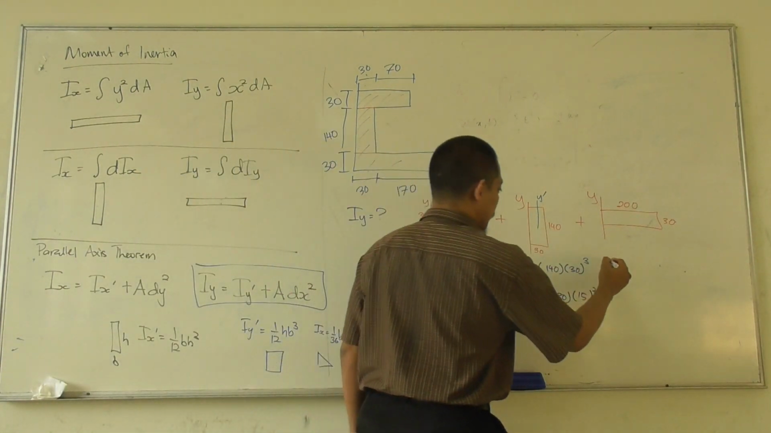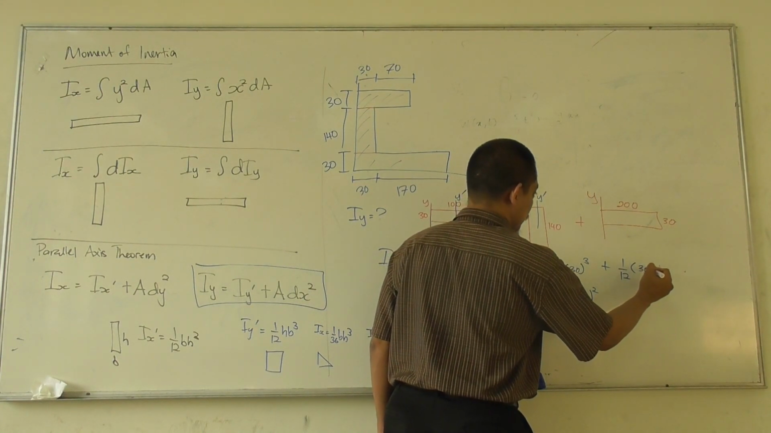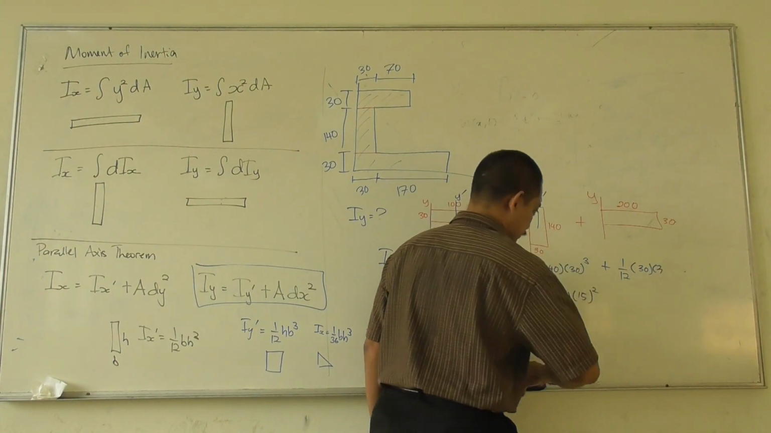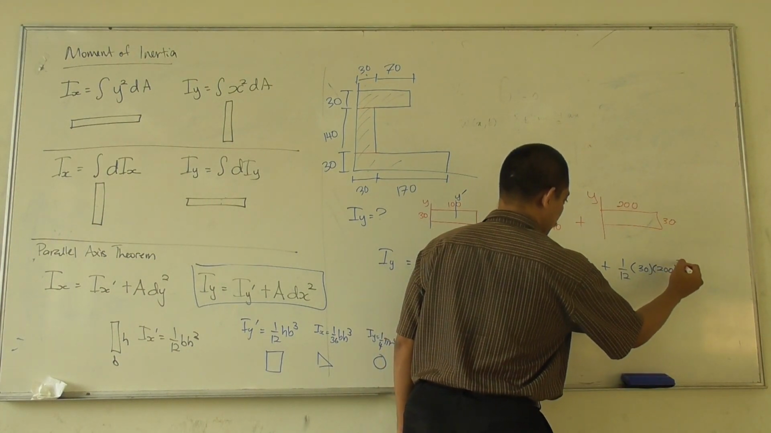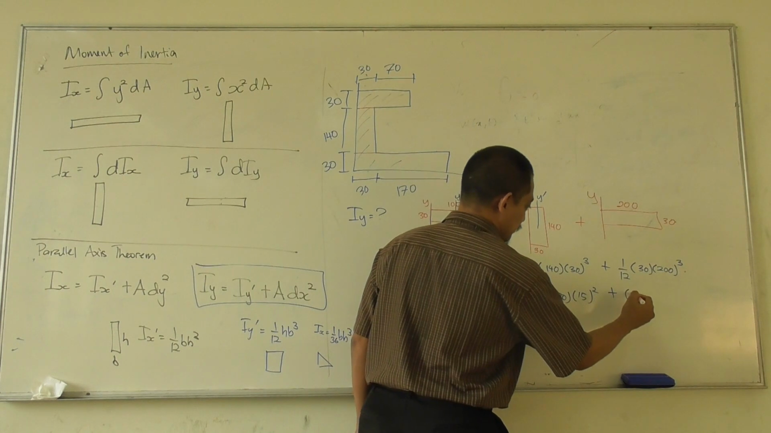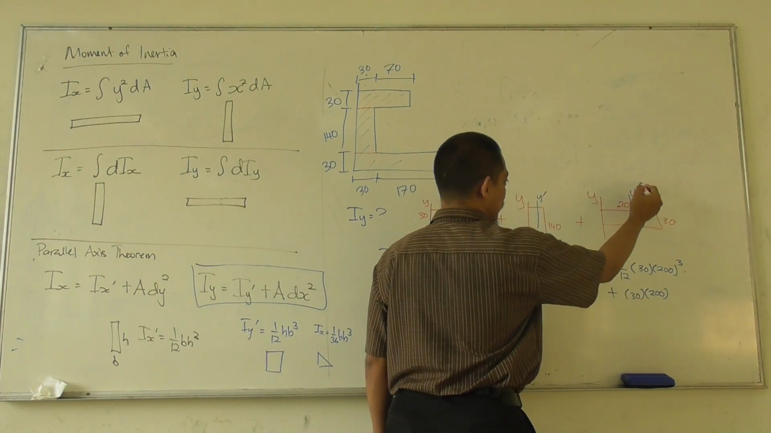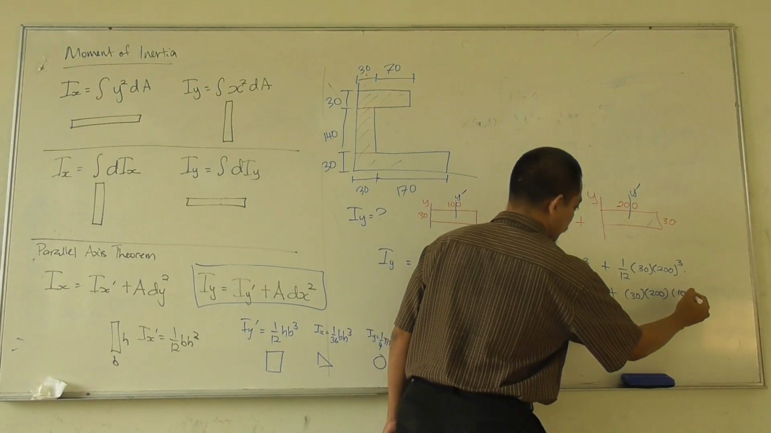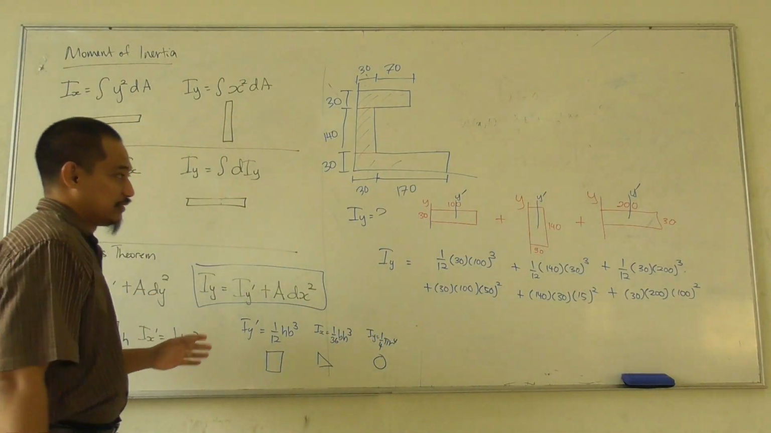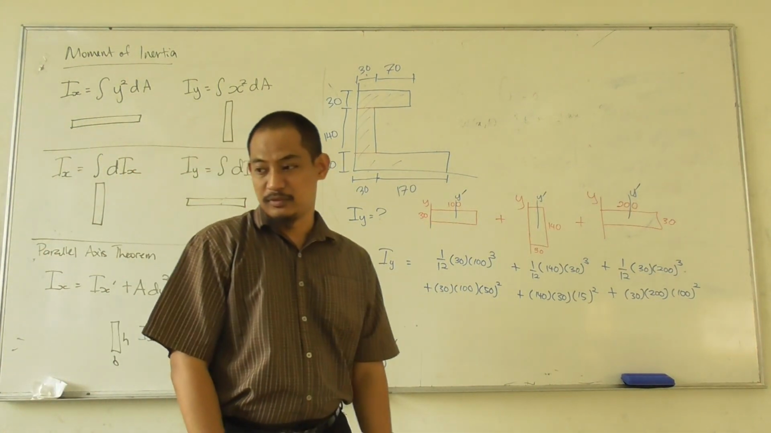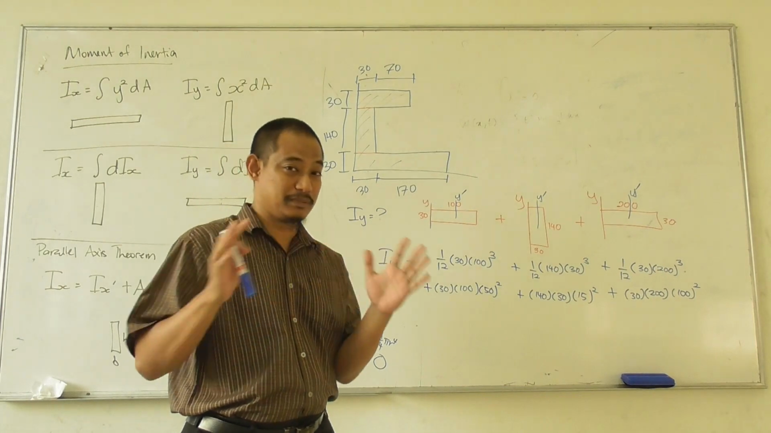And then plus this one, 1 over 12 times 30 times 200 cubed plus 30 times 200 times y prime, which is half, which means 100 squared. Alright, and then solve. So as you can see, it's quite straightforward and you don't need much time to solve a question like this.